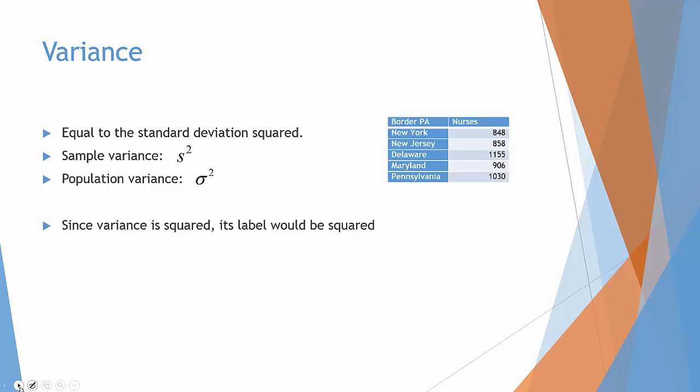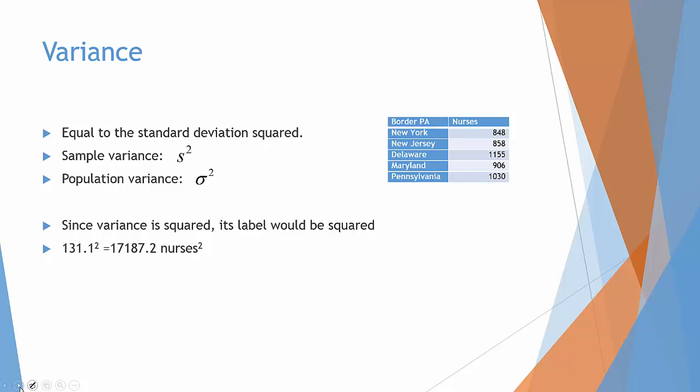So here was our data. And there was our standard deviation, 131.1. Square that, and I have 17,187.2 nurses squared. Or square nurses. Never seen any square nurses.